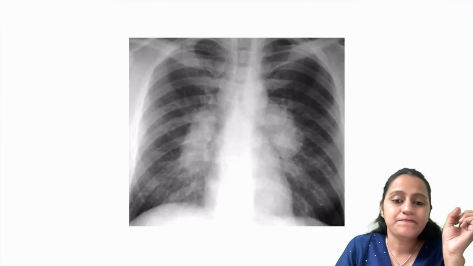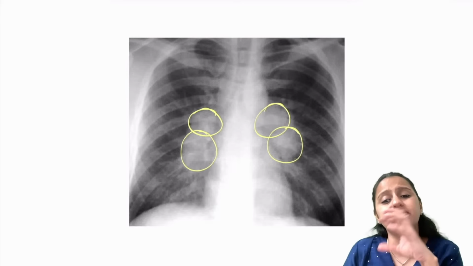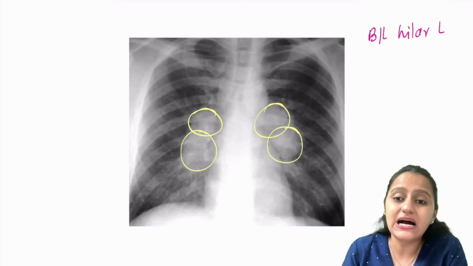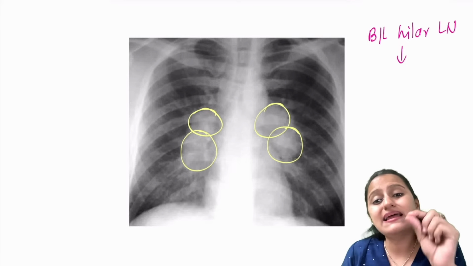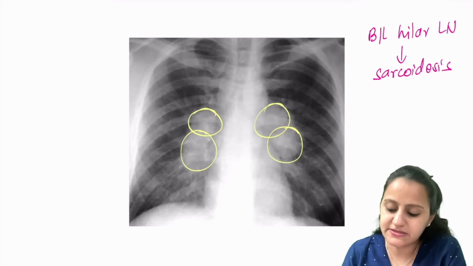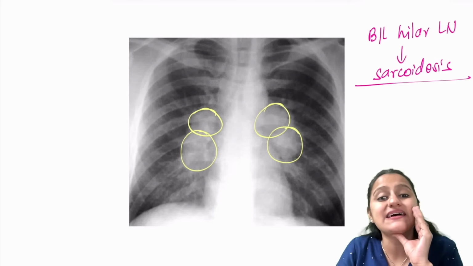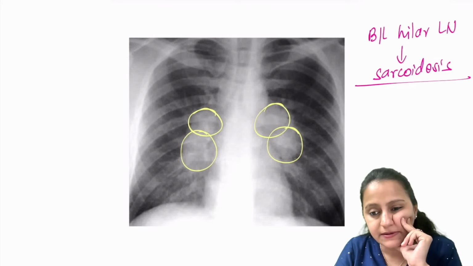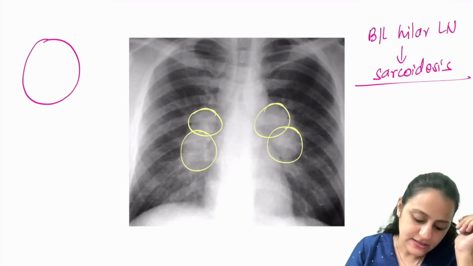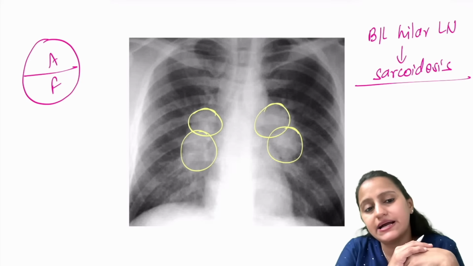Okay. Next one, classical again. Round opacities in the hilum, bilateral hilum. This is bilateral hilar lymphadenopathy. Whenever you have bilateral hilar lymphadenopathy, always think of sarcoidosis. Very important. Whenever you see bilateral hilar lymph nodes, always think of sarcoidosis. Very important. Right? Findings for lung abscess in a chest x-ray. Lung abscess will have air fluid level. You'll see a round lesion in the lung with air fluid level in a lung abscess.